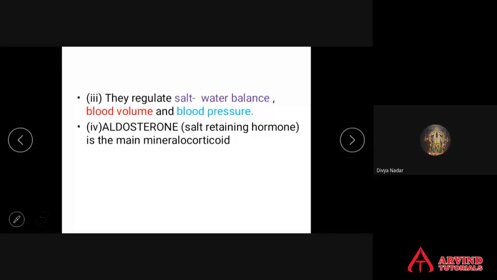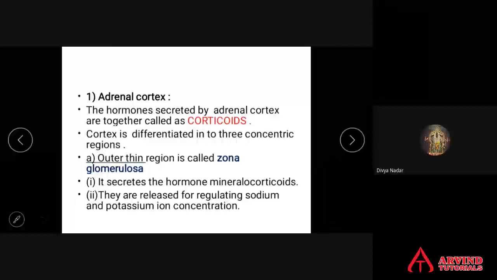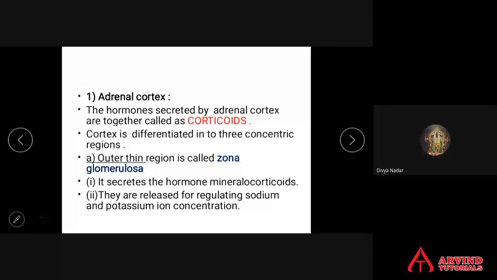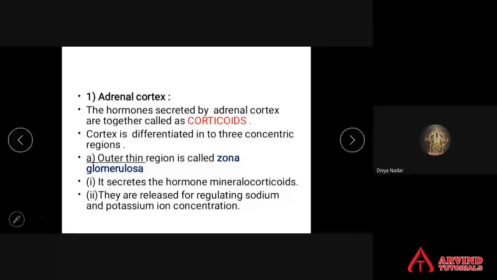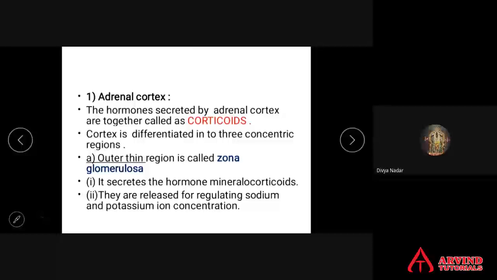So the points you have to remember here: what is adrenal cortex? It is the outer region of the adrenal gland. How many sub-regions does it have? Three sub-regions. The outermost sub-region is called zona glomerulosa. What is the function of zona glomerulosa? It secretes a hormone called mineralocorticoid. Which is the main mineralocorticoid? Aldosterone is the main mineralocorticoid.